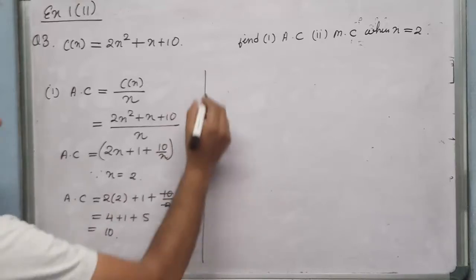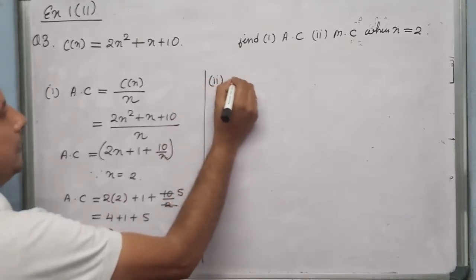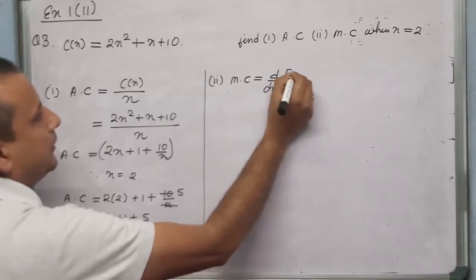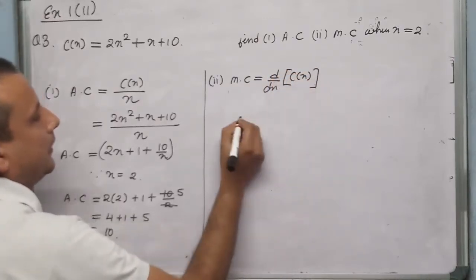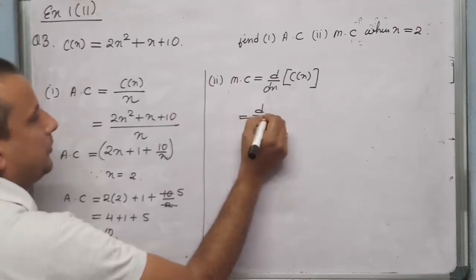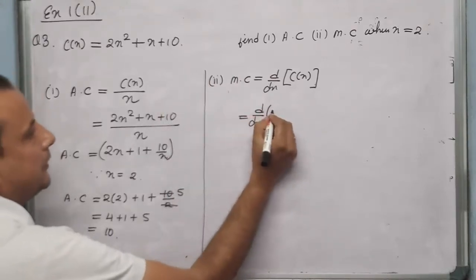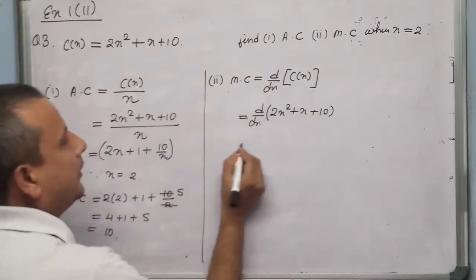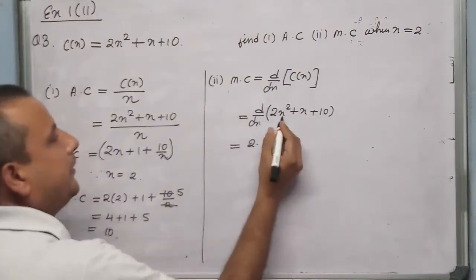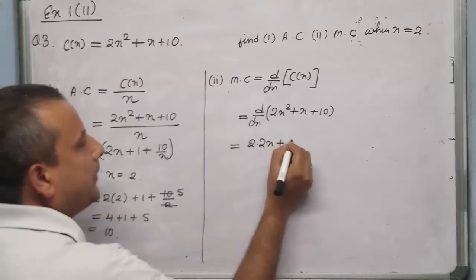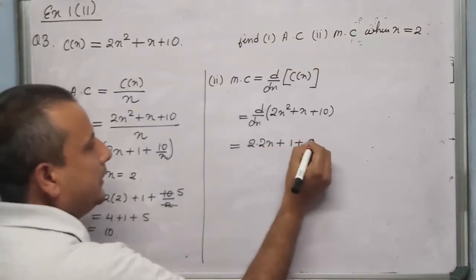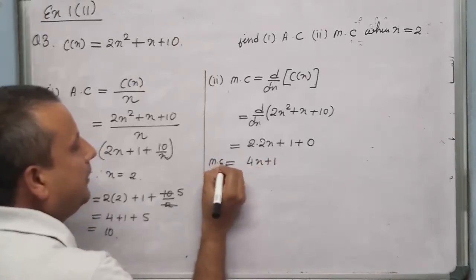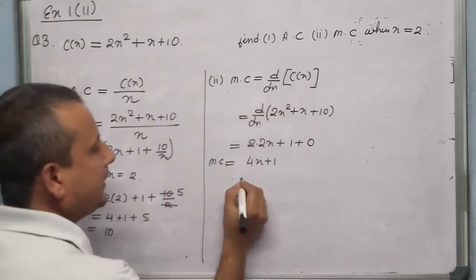Number 2, marginal cost. Marginal cost means dy/dx of cost. dy/dx of the cost function 2x square plus x plus 10. Now the derivative, simple derivative. Derivative of 2x square is 4x, plus derivative of x is 1, plus derivative of 10 is 0. It is 4x plus 1. This is the marginal cost.